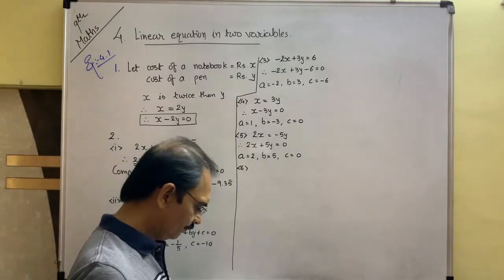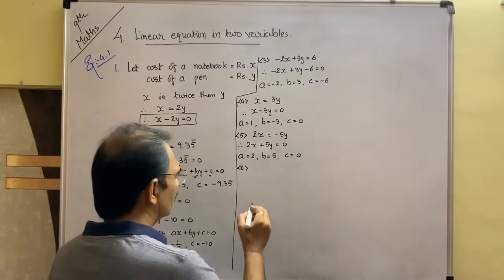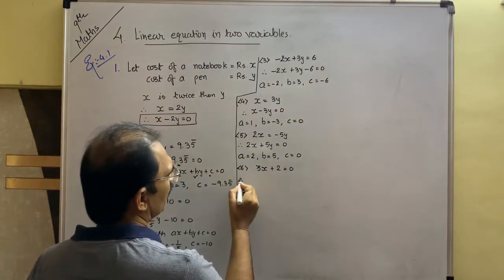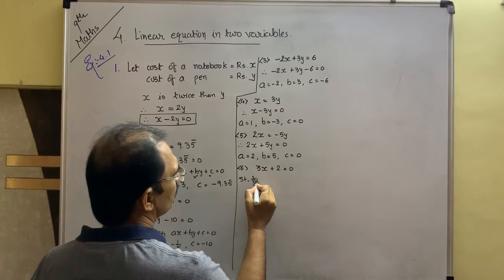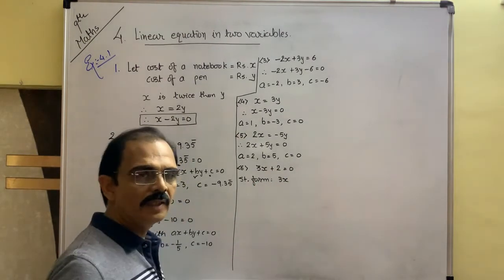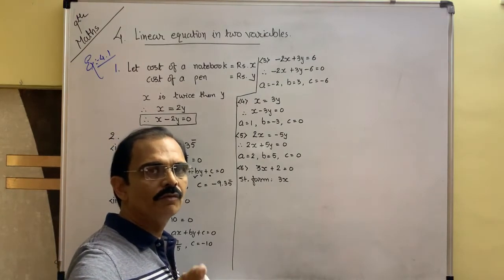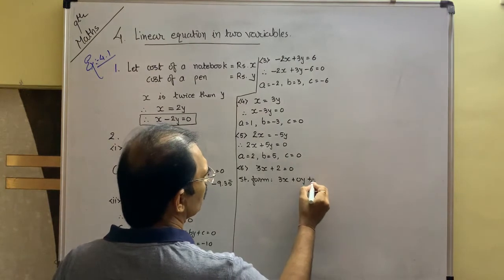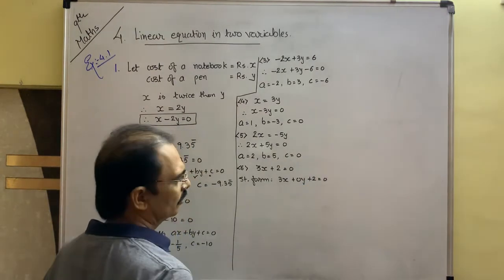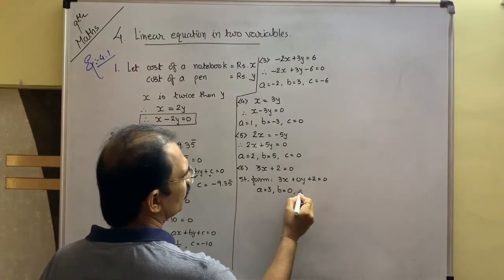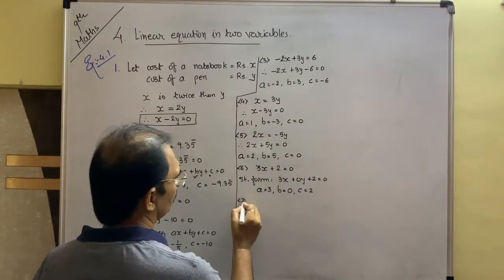6 number, 3x plus 2 equals to 0. See here, standard form is what? 3x, y is not there. It means you have to consider what? Coefficient of y is 0. Means 0y plus 2 equals to 0. Now from this, a equal to 3, b equals to 0, c equals to 2.